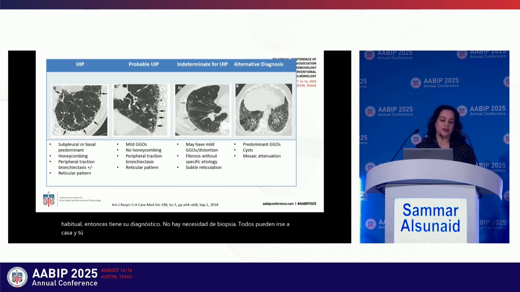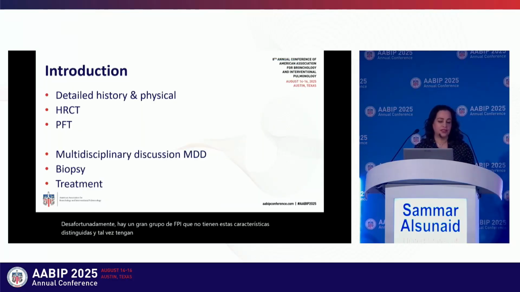Unfortunately, there is a large group of IPF that don't have these distinguishable features, and they have maybe a probable or indeterminate or even something different. So after doing your history and physical, doing your due diligence, trying to figure out what's going on, looking at your images, your PFTs, the multidisciplinary team discussion is the most important part of this. And based on that, the decision would be whether to proceed with a biopsy or not.